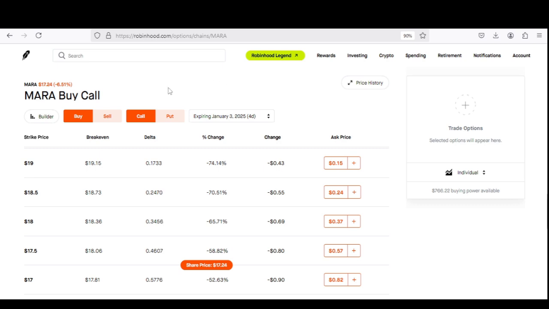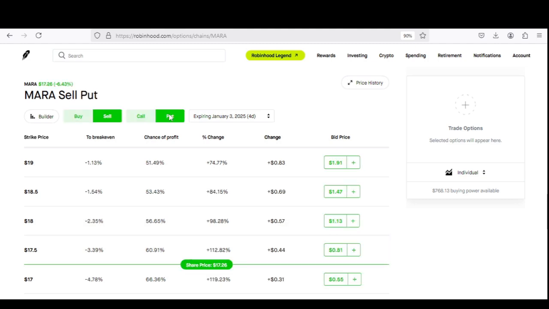So Mara is at a very decent price, and although Mara is down, Mara is a good stock in my opinion. I have been trading it for years, so this is a stock I do not mind having in my portfolio. So the strategy we're going to be focusing on is going to be a cash secured put. So we're going to go to sell and we're going to go to put.